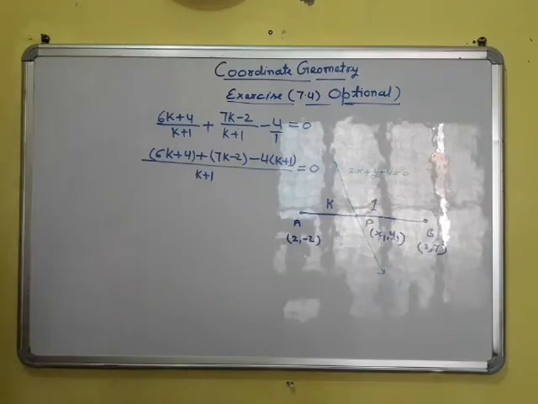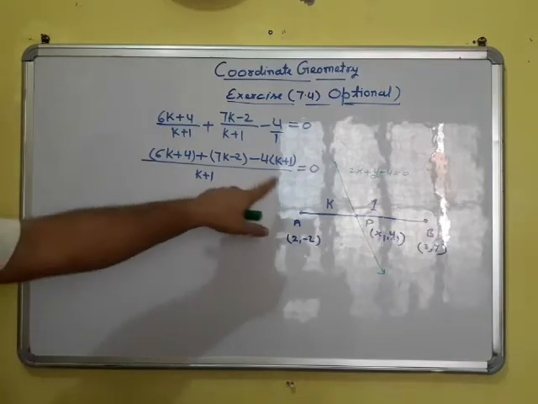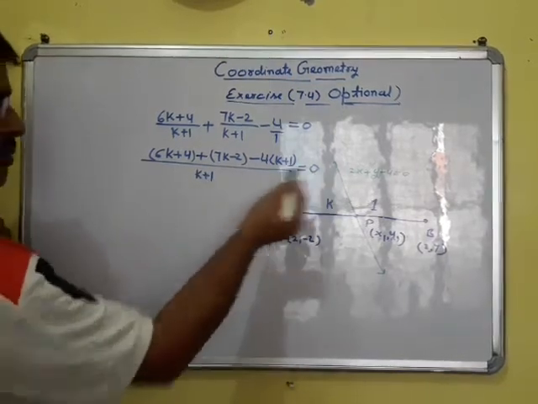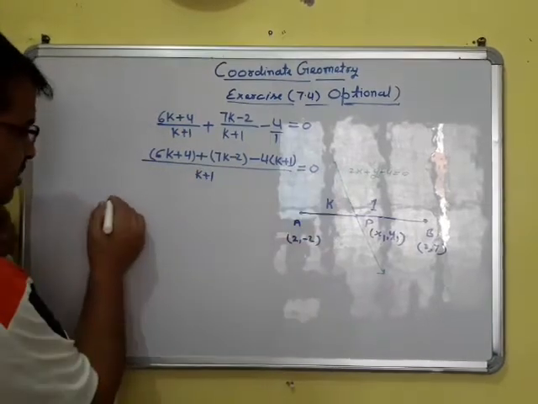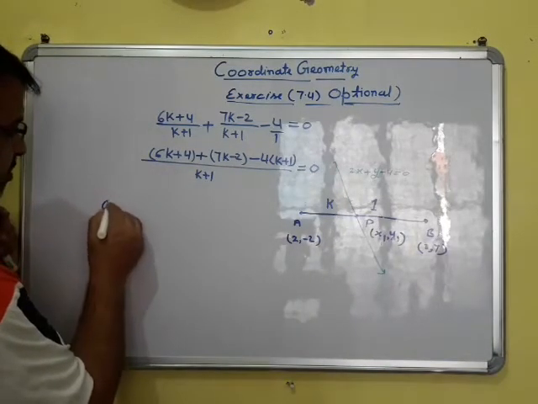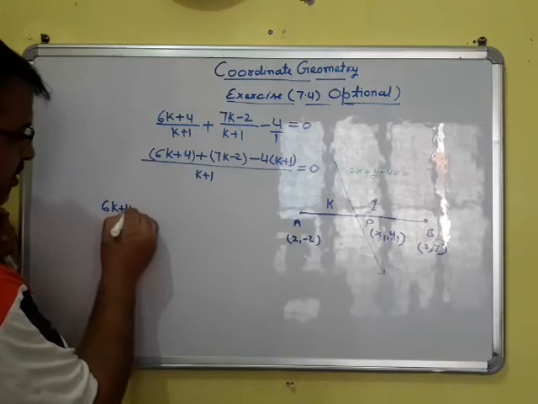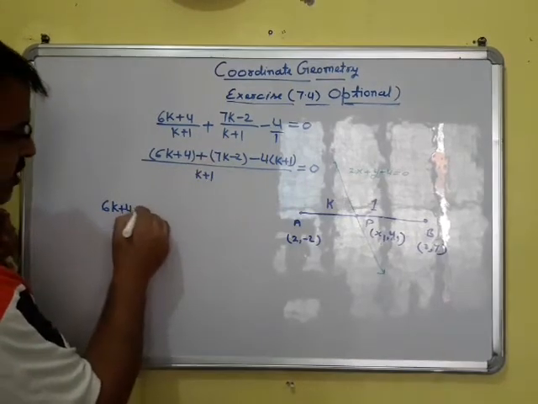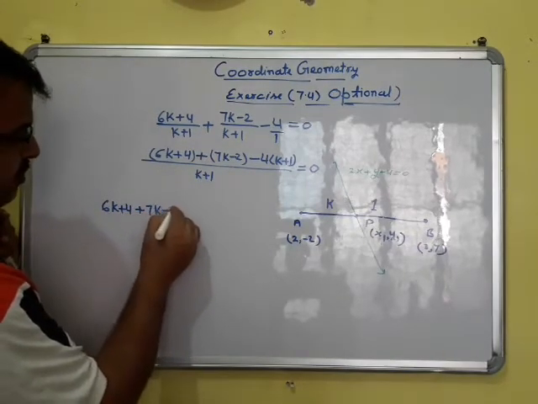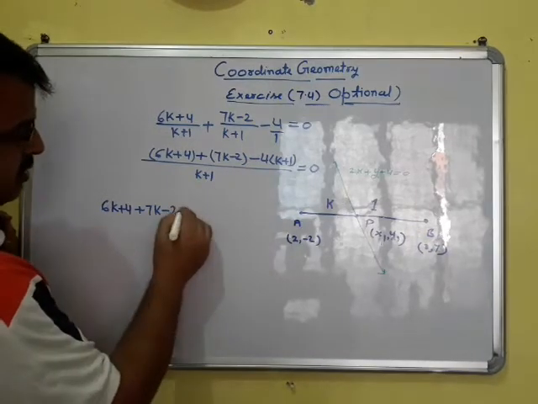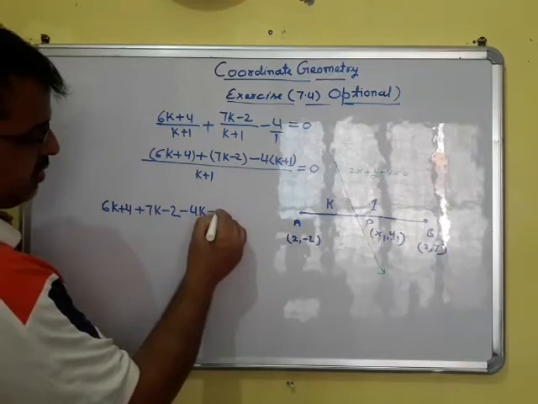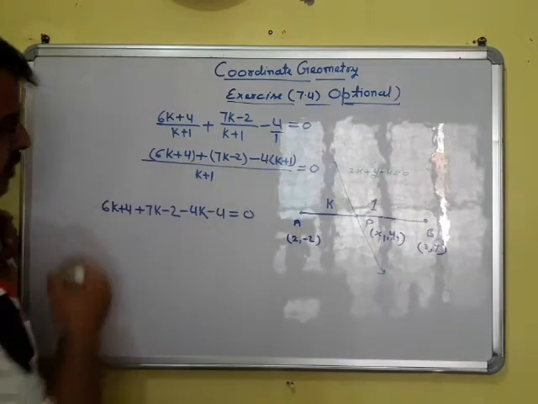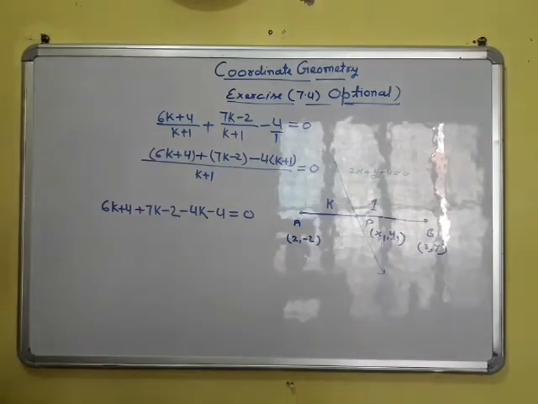Now look here. So what we get here? This one is open now, and k is multiplied by 0, so we get 0. So this is right here: open the bracket, 6k plus 4, and this one is 7k minus 2, minus 4k minus 4 is equal to 0. Clear?